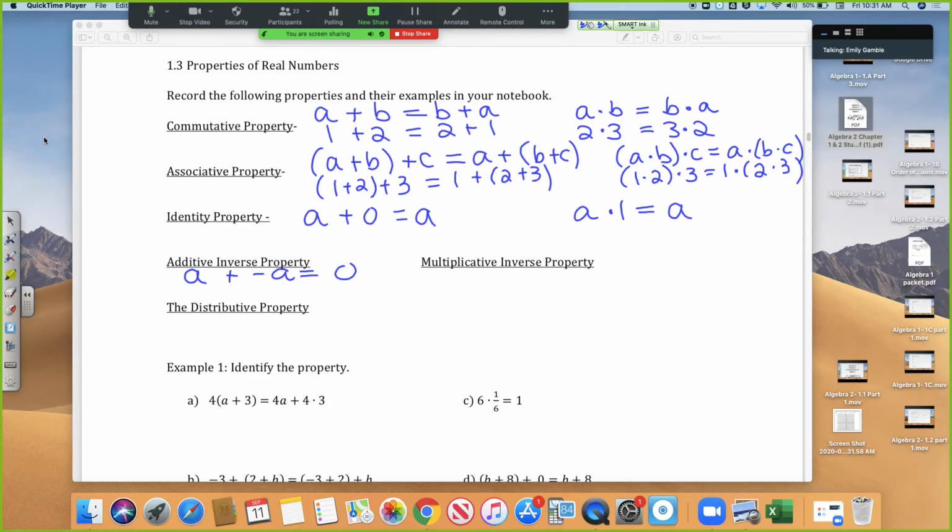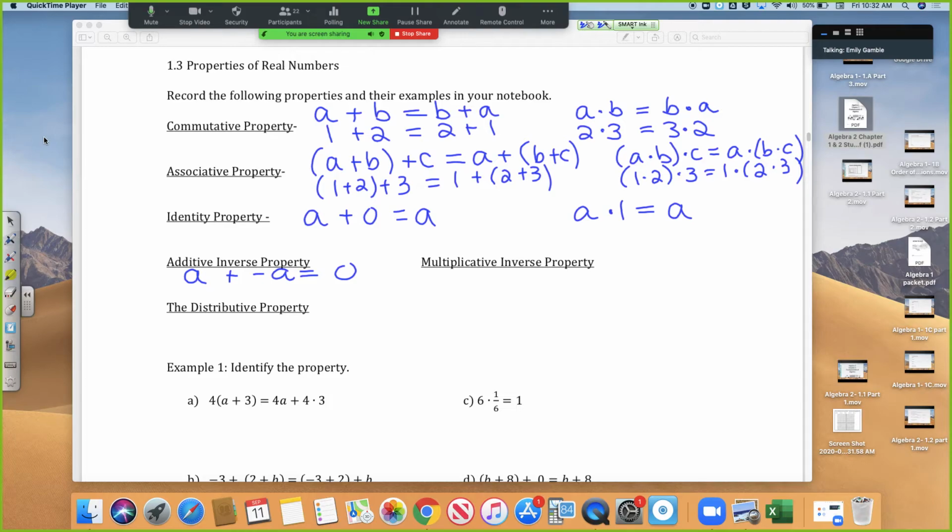Basically, for the additive inverse property, you're just taking opposite numbers, and those are inverses of each other, like 2 and negative 2. They're inverses because they add to 0. Negative 1 and 1, they're inverses, they add to 0. For multiplication, the inverse property you're not looking to try and get 0 as your answer, you're trying to get your answer to be 1. So this is a little bit different.